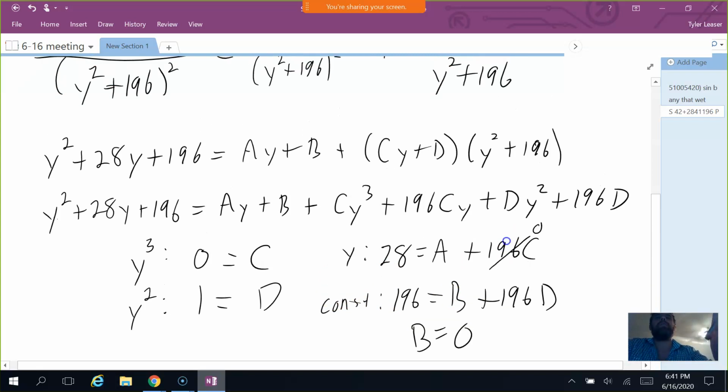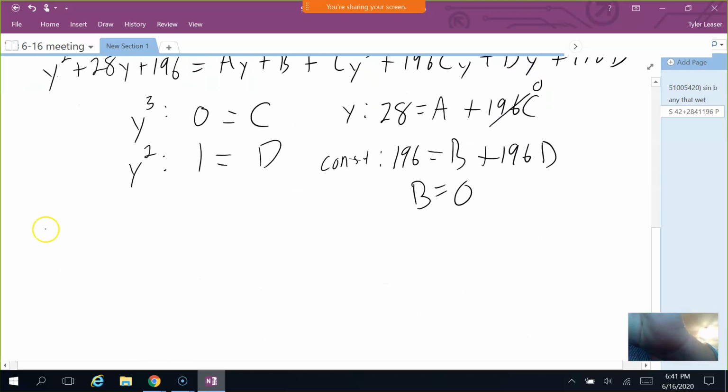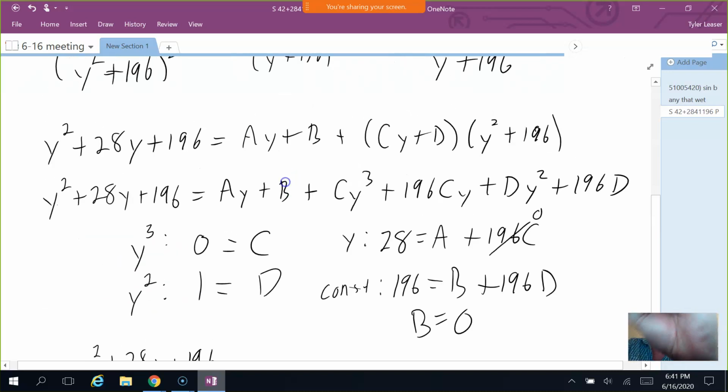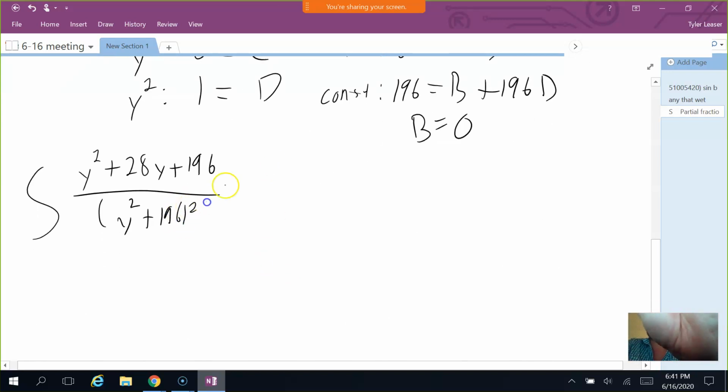All right, so the whole point of all of that is now if I go back up to here, I have the a, the b, the c, and the d that's going to make both sides of this equation work. So let's just rewrite what we did have. We used to have y squared plus 28y plus 196, all divided by y squared plus 196, all squared, dy.